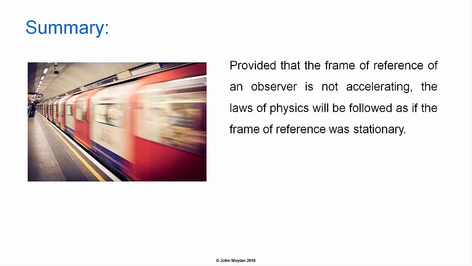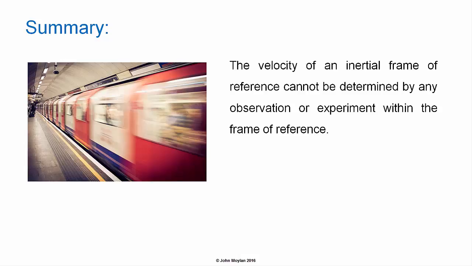Provided that the frame of reference of an observer is not accelerating, the laws of physics will be followed as if the frame of reference was stationary. The velocity of an inertial frame of reference cannot be determined by any observation or experiment within the frame of reference.